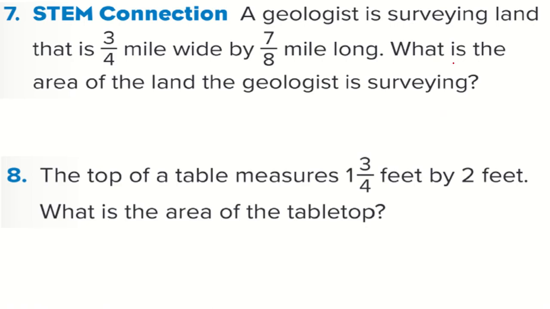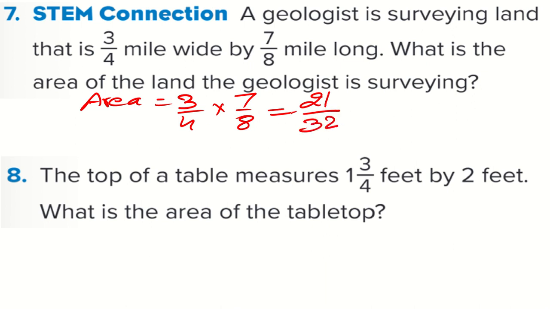Now this question: a geologist is surveying land that is 3 over 4 miles wide by 7 over 8 miles long. What is the area of the land the geologist is surveying? So again, area is, just multiply them. 3 over 4 times 7 over 8. So 3 and 7 up, multiply them, 21. 4 and 8 down, multiply them, this is 32. And I think it cannot be simplified further. So its unit will be mile square.